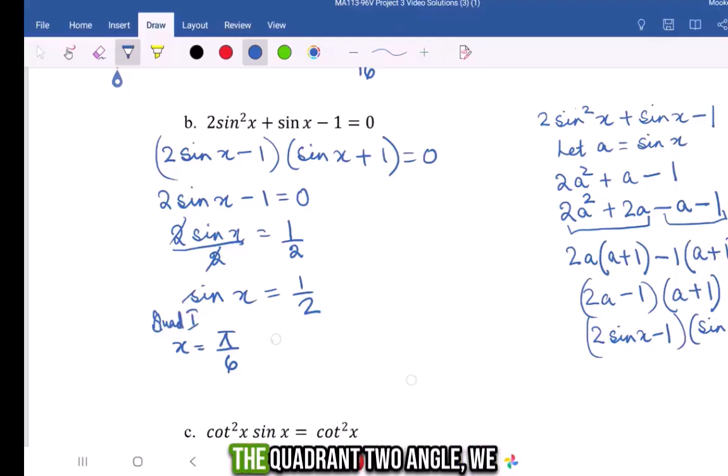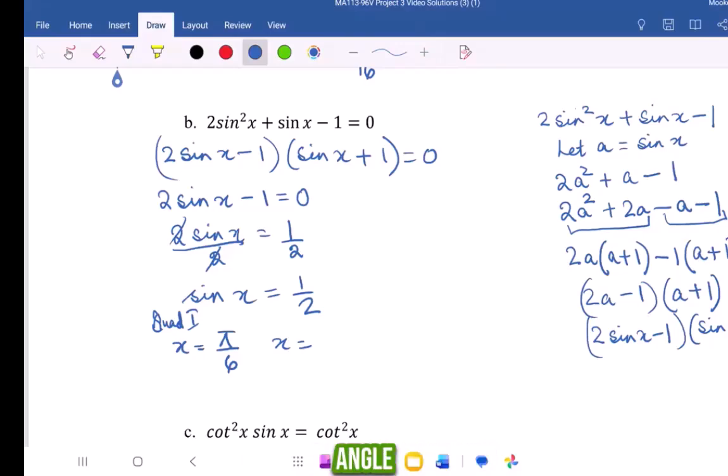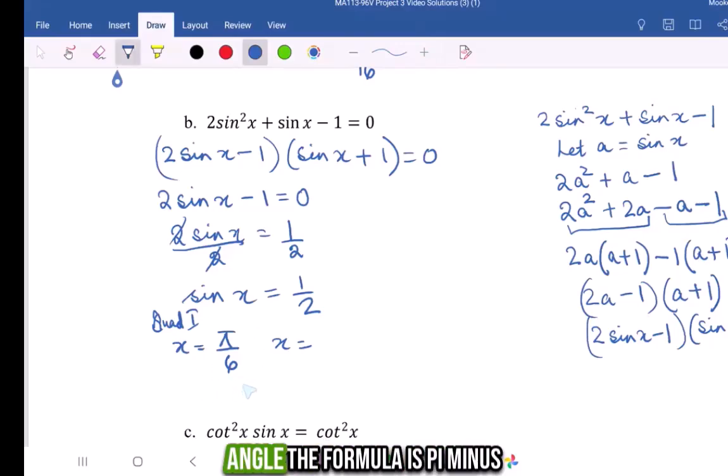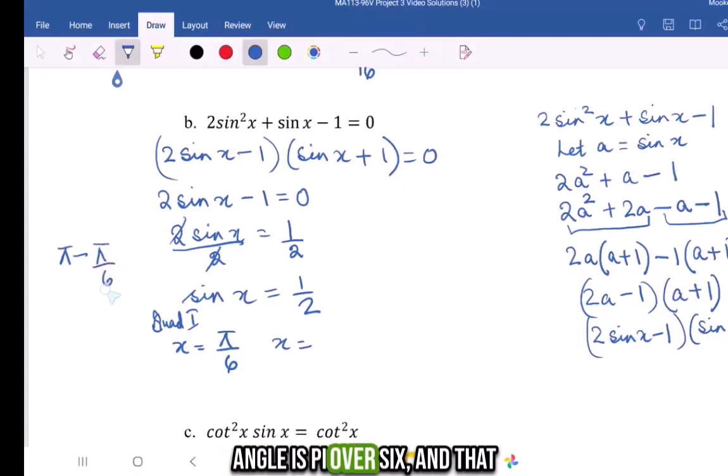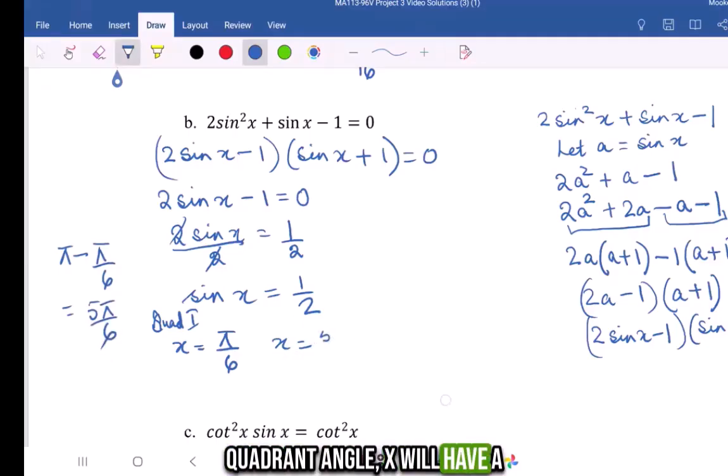To find the quadrant 2 angle, we have to use the formula to find a second quadrant angle using the first quadrant angle. The formula is pi minus whatever the first quadrant angle is, pi over 6, and that will give us 5 pi over 6. So for the second quadrant angle, x will have a value of 5 pi over 6.